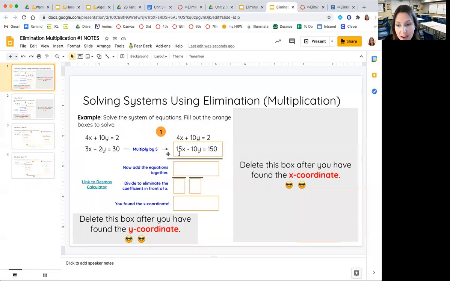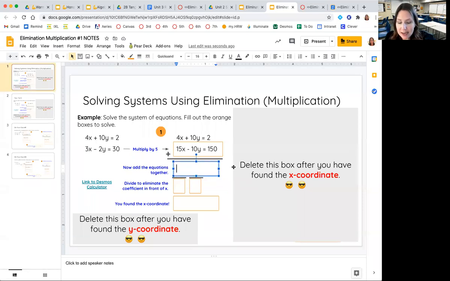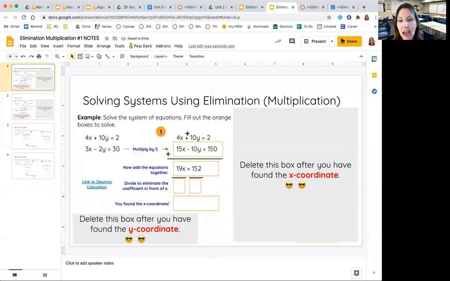We're going to add our equations together, and we can add them because our x's, our y's, our equal sign, and our constants are all aligned. So if we just add them together, we get 19x, and then 10y minus 10y equals 0. And then 150 plus 2 will be 152. So that's our equation after we add them together.